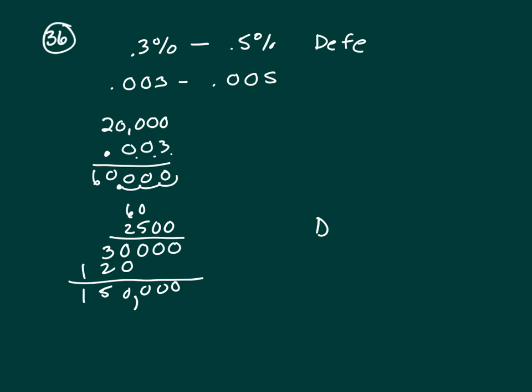Who cares about the upper limit? We already know the lower limit, and there's only one of these that has a lower limit of $150,000, so we can stop. I will say that if you took 0.005 and multiplied it by 20,000, that would give you the number of units. And then you'd multiply that by 2,500 to figure out the dollar value, and it would give you $250,000. But you don't need to do that. We're just going to save our time.